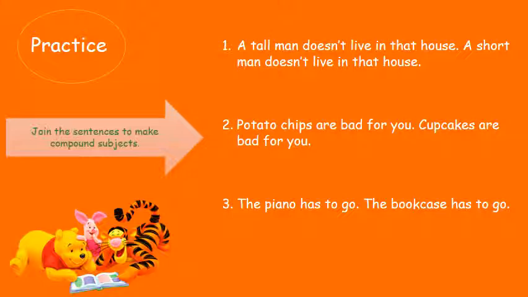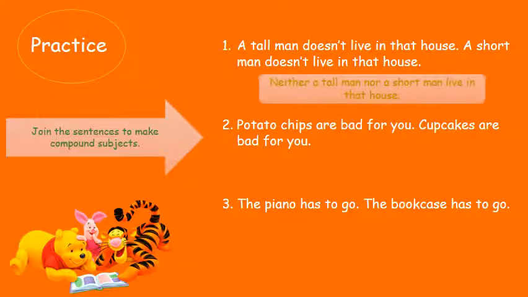I will use here the correlative conjunction neither nor. So I start with neither. Neither a tall man nor a short man live. Notice here I remove doesn't. So since I'm using neither nor, I have to remove the negative. Neither a tall man nor a short man live in that house.